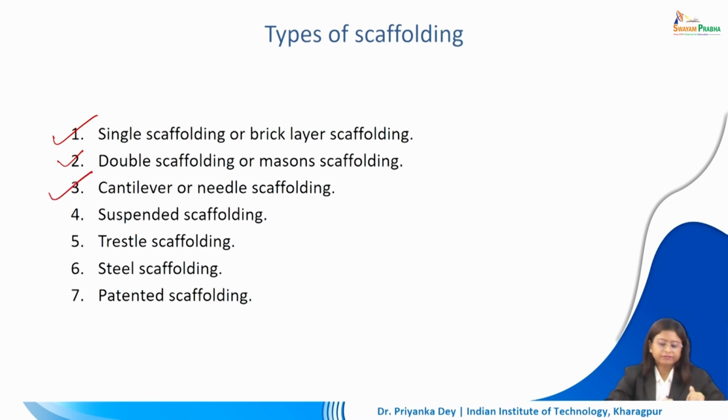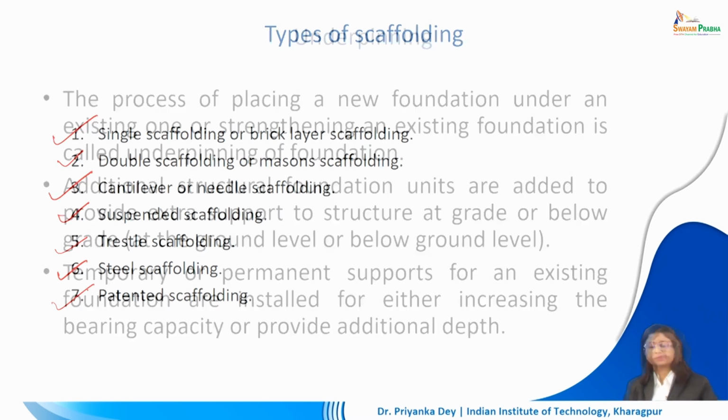We also have cantilever or needle scaffolding. Suspended scaffolding, here you are suspending it from the roof level with the help of pulleys. Trestle scaffolding is kind of like a platform which can be moved from place to place based on where you are working in the construction. Steel scaffolding, here it's similar to the previous types, but essentially all the parts of it are made up of steel. And patented scaffolding has specific joints and members.